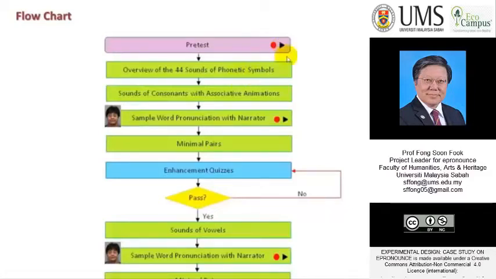Next is the overview of the 44 sounds of phonetic symbols, where they can click and the sound would appear for them. Sounds of consonants with associative animation, sample pronunciation with the narrator, and there are minimal pair activities, enhancement quizzes, and if they do not pass, then they will have to repeat. If they pass, then they continue to the vowels, the diphthongs, to the revisions, and finally, if they complete the whole module successfully, then they'll be awarded the certificate.